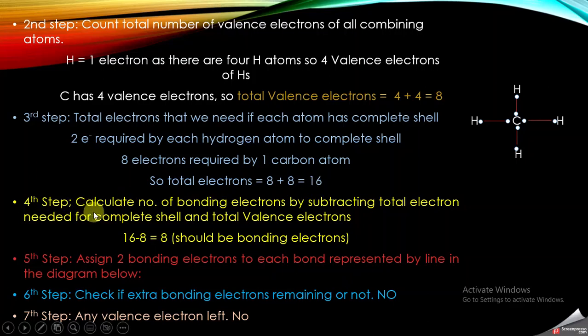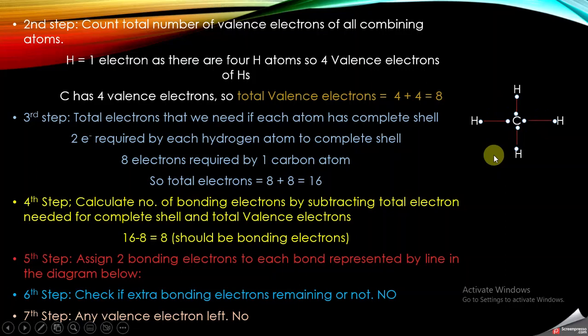The fourth step is that we calculate the number of bonding electrons, and this is calculated simply by subtracting the number we calculated in the second step from this number 16. That is, the total number of valence electrons is subtracted from the total number of electrons required to complete the shell. So you get 16 minus 8 is equal to 8. So these are the bonding electrons.